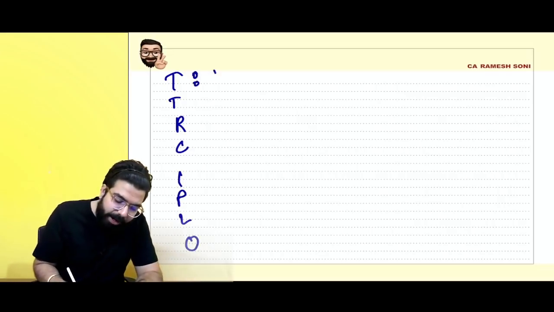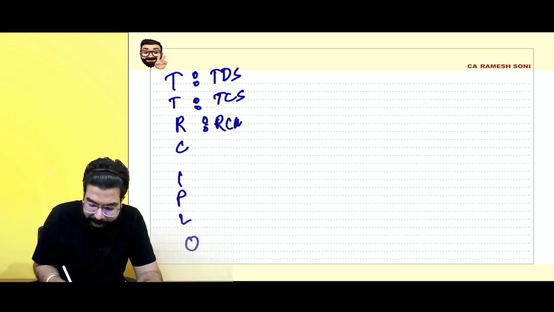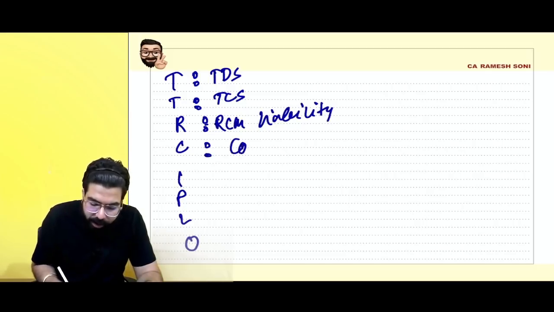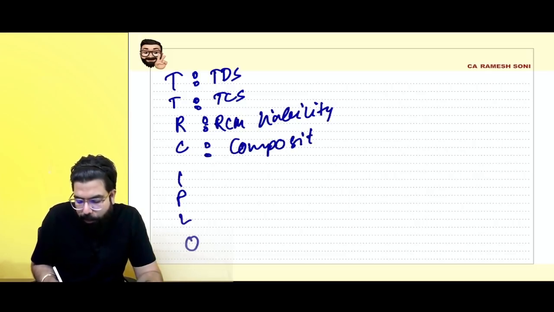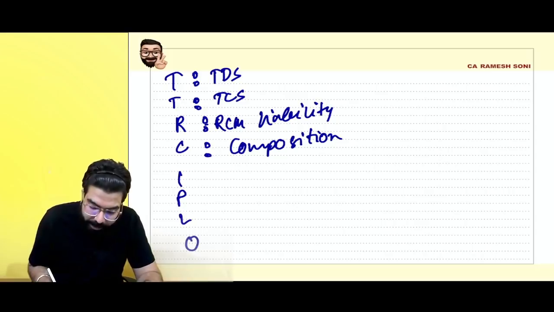Sir, T for any TDS if you have to pay. Sir, if you are a TCS collector, TCS amount. R for reverse charge mechanism liability. Sir, then C for composition tax. If you are a composition dealer, you will never get ITC. So whatever you have to pay, you have to always pay in cash.